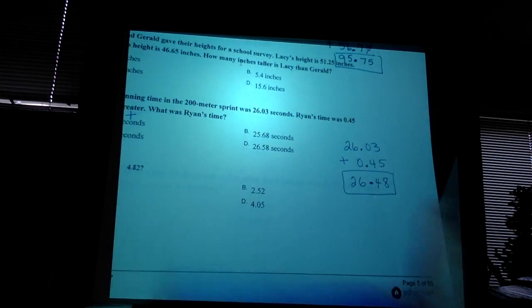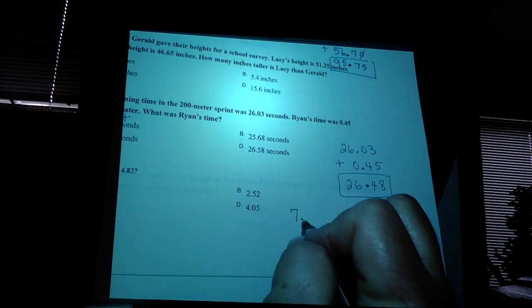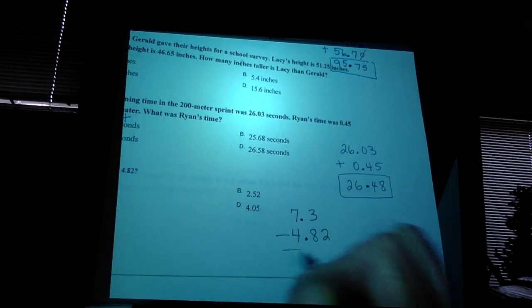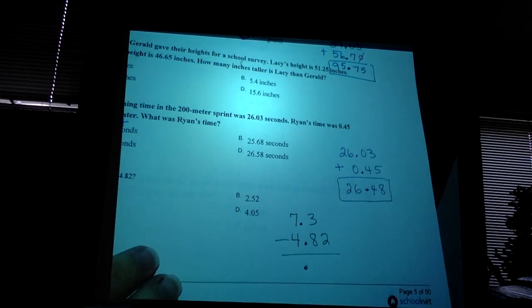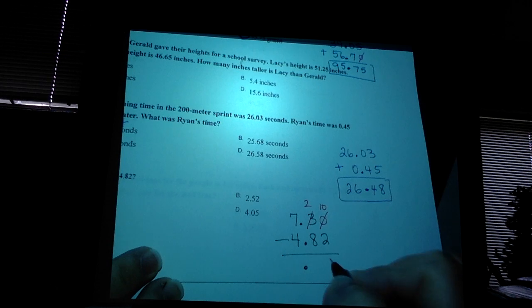All right, let's do 24 together. It says, what is 7 and 3/10 take away 4 and 82/100? Now notice I've lined up my decimal. I'm adding or subtracting, so I'm going to put 0 as a placeholder there. Okay, then I subtract. Can I say 0 take away 2? No, y'all, no, I cannot. I have 0, you cannot have 2, okay? So I borrow. That's now 10 take away 2 is 8.